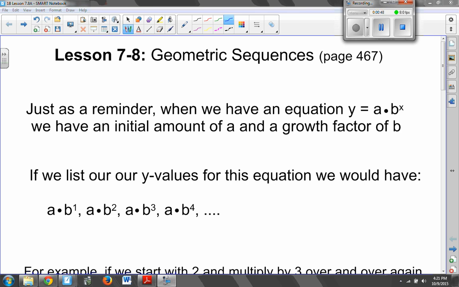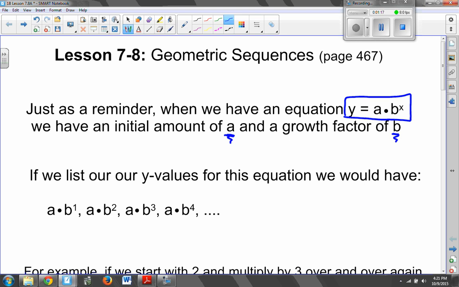So just as a reminder, our exponential equations should all look like that. Y equals some number a times some number b to the x power. All right? And remember that a is our initial amount, and that b is called our growth factor, or our decay factor, depending on if it's bigger than or less than 1.